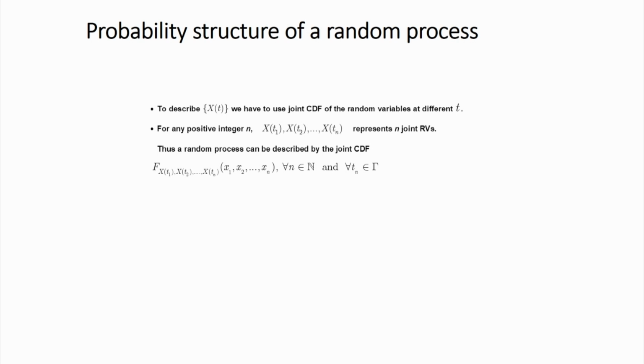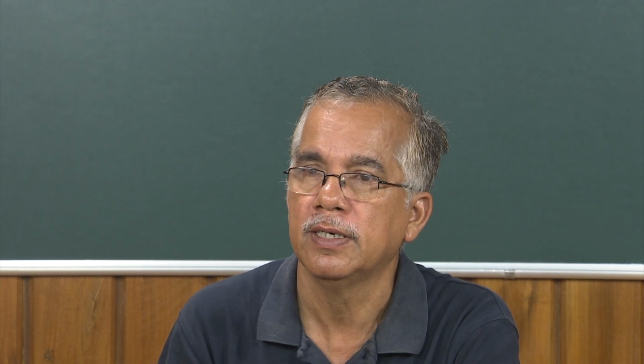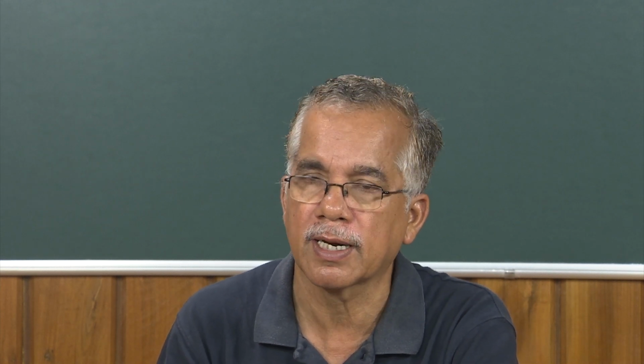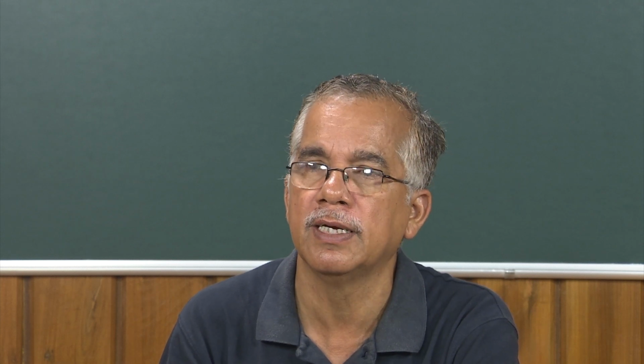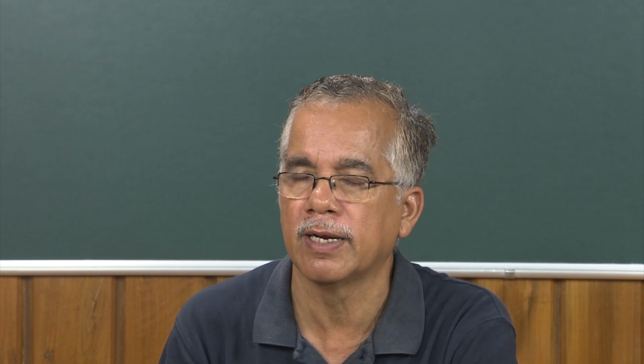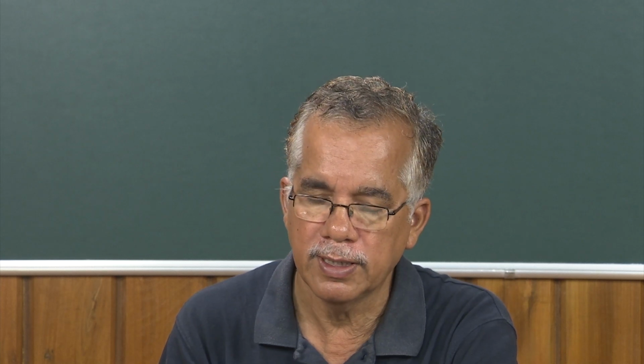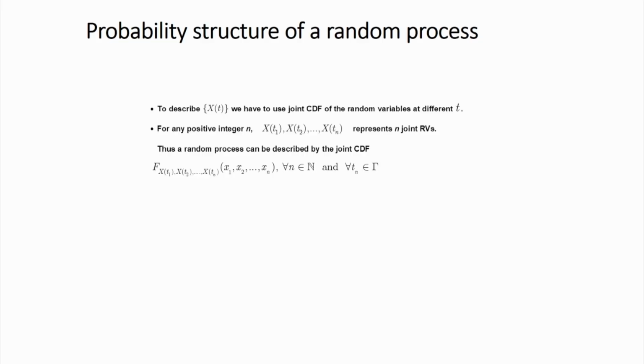Probability structure of a random process. Now, how to describe a random process? We know that a single random variable can be described by its CDF, and joint random variables can be described by the joint CDF. Similarly, we can characterize a random vector by the CDF of the random vector. The same concept can be extended to a random process, but in the case of a random process, we have a continuum of time, therefore, an infinite number of points on the time axis.